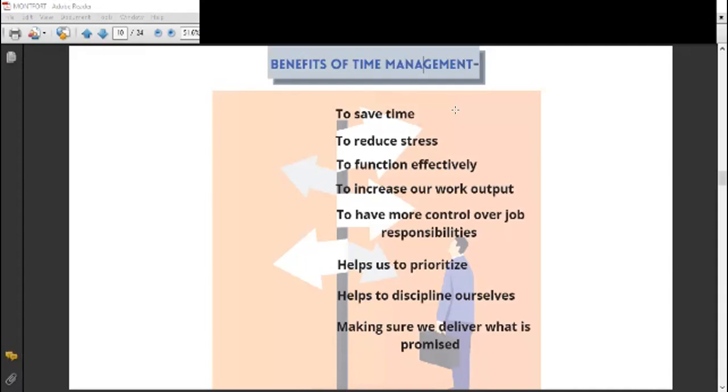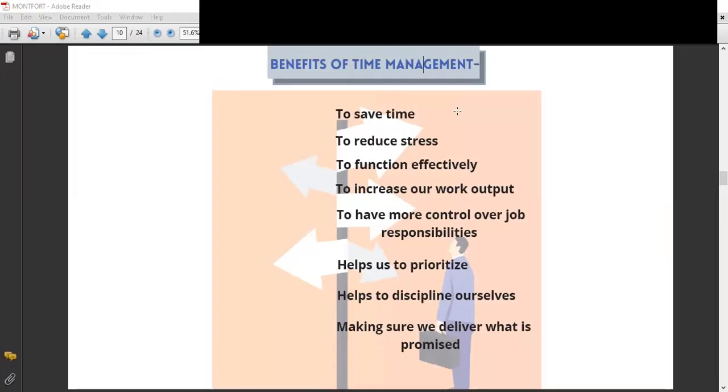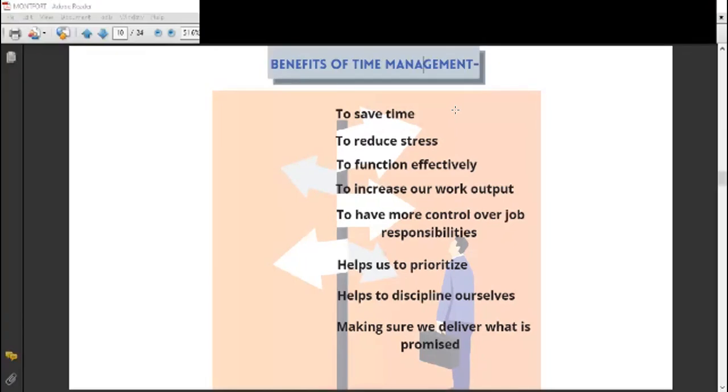It helps us to prioritize. We know which work we have to do first, which work we can do later on. So that is prioritization. It helps to discipline ourselves. Yes, we know the value of time, and it makes us know what work we have to do and when, making sure we deliver what is promised.